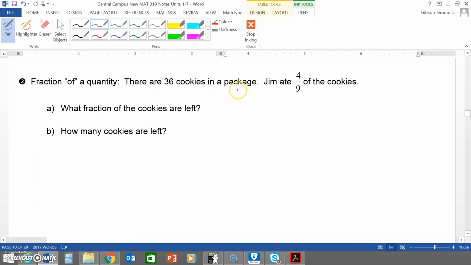There are 36 cookies in a package. Jim ate 4/9 of the cookies. What fraction of the cookies are left? Okay, if Jim ate 4/9 of the cookies, then we know that 5/9 have to remain. Because remember, all of the cookies would be 9/9 as a fraction, and we would have to subtract off 4/9, which would give us 5/9. Okay, so that is the fraction of the cookies that are left.